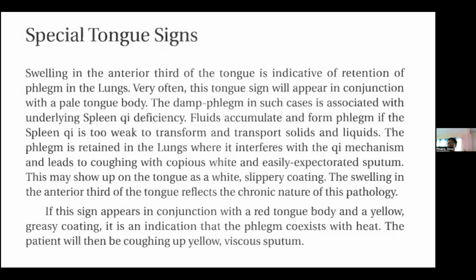The phlegm is retained in the lungs where it interferes with the qi mechanism and leads to coughing with copious white and easily expectorated sputum. This may show up in the tongue as a white, slippery coating. The swelling in the anterior third of the tongue reflects the chronic nature of this pathology. If this sign appears in conjunction with a red tongue body and a yellow greasy coating, it is an indication that the phlegm coexists with heat. The patient will then be coughing up yellow viscous sputum.